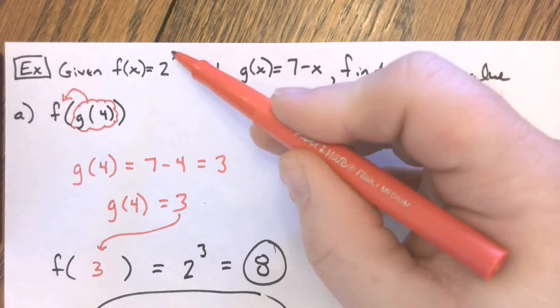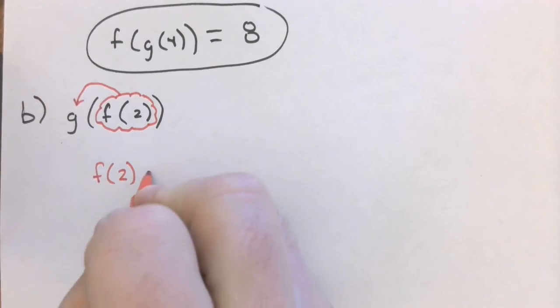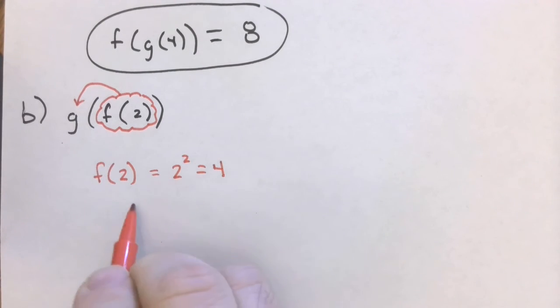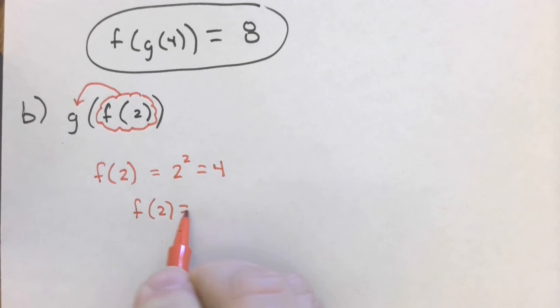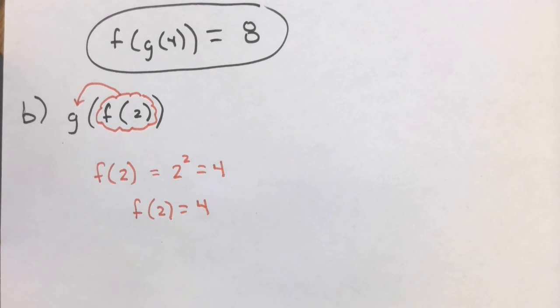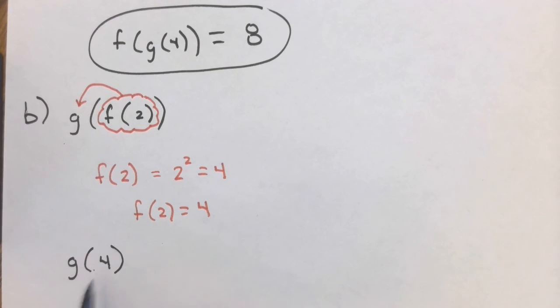So this would be 2 and then plugging in our 2 to the second power. So f of 2 is 2 to the second power, which is equal to 4. So f of 2, we know, is equal to 4. So in this original function, I can put 4 where that f of 2 is. So we're going to calculate g of f of 2, but we know that f of 2 is 4. So we just need to calculate g of 4 to get to our final answer.